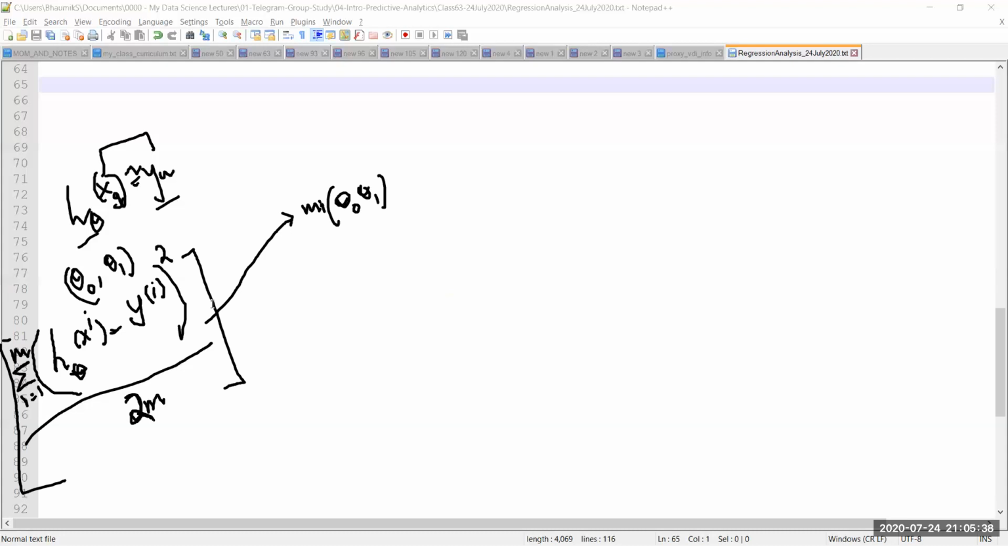I'm going to define this function, or this equation, as j of theta 0 comma theta 1, and this j thing is known as a cost function. This is a cost function. In any kind of optimization problem or in any kind of minimization problem, we find a cost function. This is exactly what is done by any problem where you have an optimization use case.